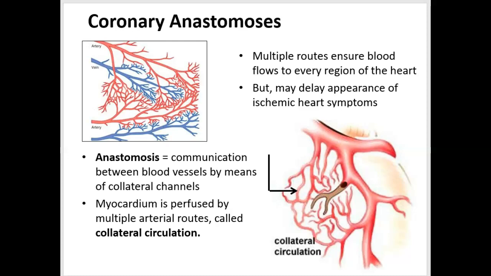Look at the lower picture on the right, and notice that one arterial vessel is obstructed. Because there are several alternate routes that blood can still travel to the same region of the heart, tissue will not die.